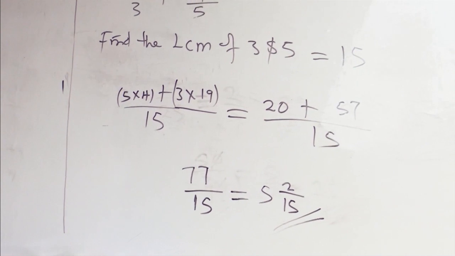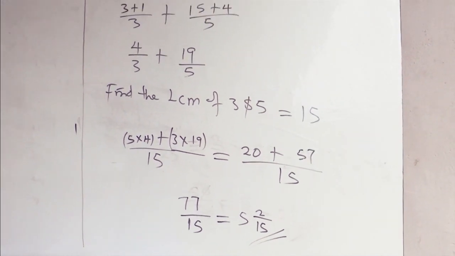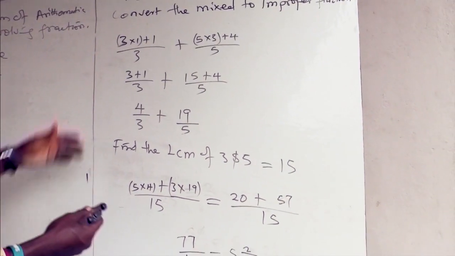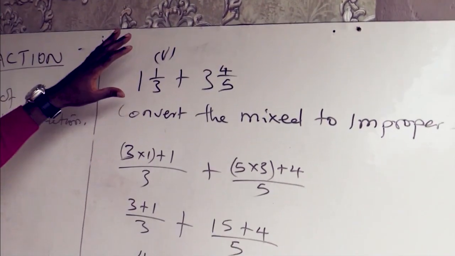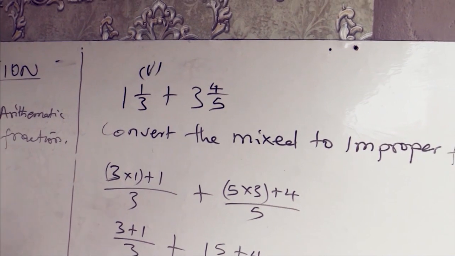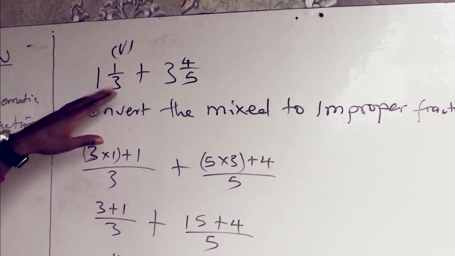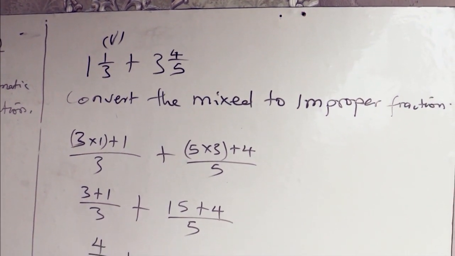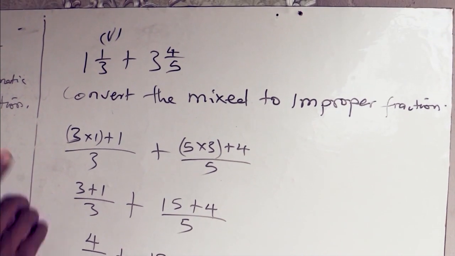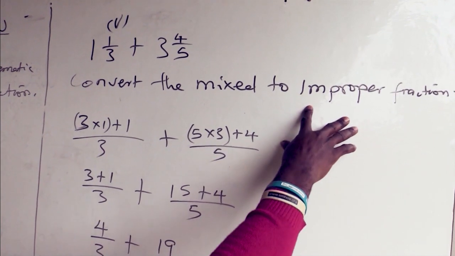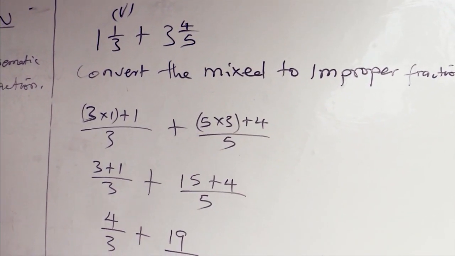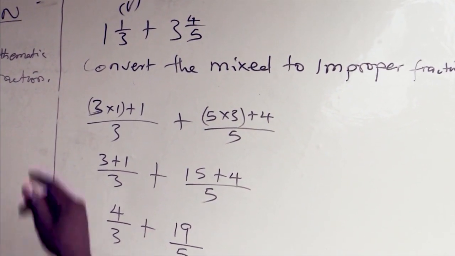Hope we understand. So let's go again. Once you have addition or any operation involving a mixed fraction, to make it easier for you, first convert the mixed fraction to an improper fraction, because it is only from an improper fraction that you can get a mixed fraction. So when you convert it, you get back to where you came from. So now how do you do that?